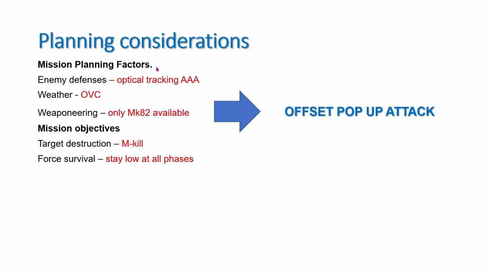Here we have an example of variables for these factors. So enemy defenses could be an optical tracking AAA systems, very primitive. If the weather is overcast, for example, that prohibits the use of laser guided bombs, you are left with Mark 82 as for the weaponeering. The target destruction mission objective is mobility kill, let's say for a truck or a tank, and of course for survival you need to stay low at all phases of the attack. These are examples of reasons why you should do an offset pop-up attack.